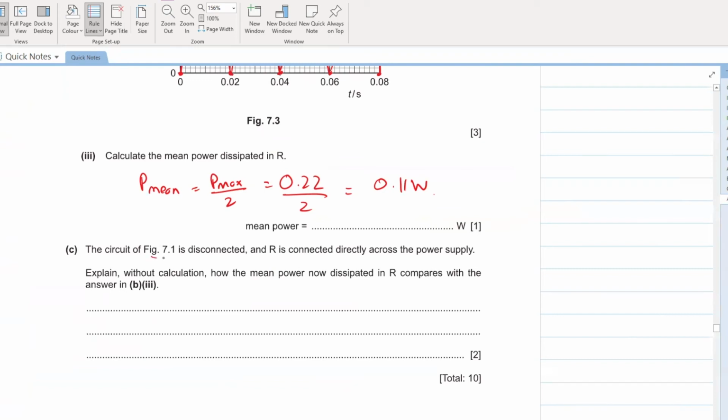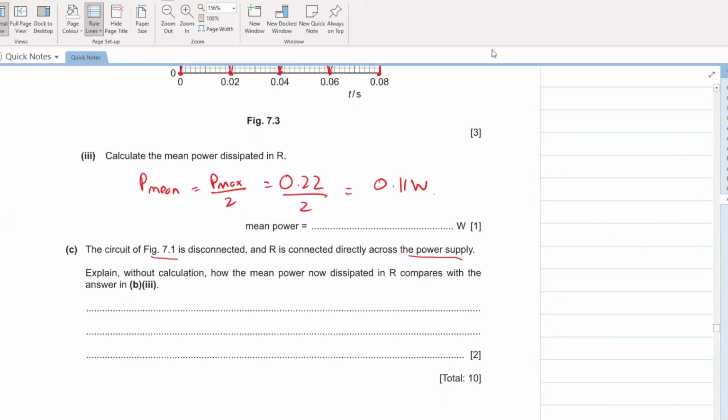The circuit of figure 7.1 is disconnected and R is connected directly across the power supply. Perfect. Explain without calculation how the mean power now dissipated in R compares with the answer in B3.